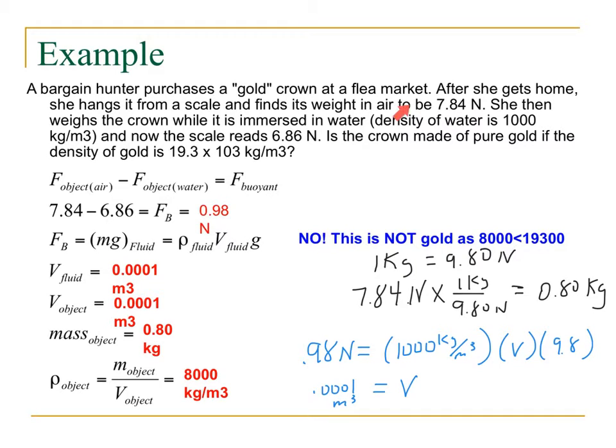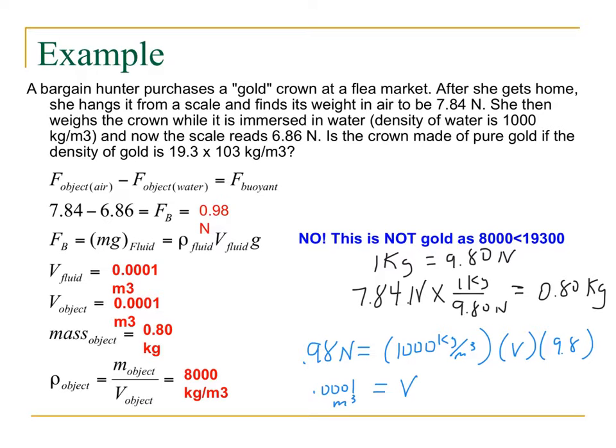Now the density of water is going to be 1,000 kilograms per meter cubed. When she does that, the scale reads 6.86 newtons. Is the crown made of pure gold? If the density of gold is 19.3 times 10 to the third kilograms per meter cubed.